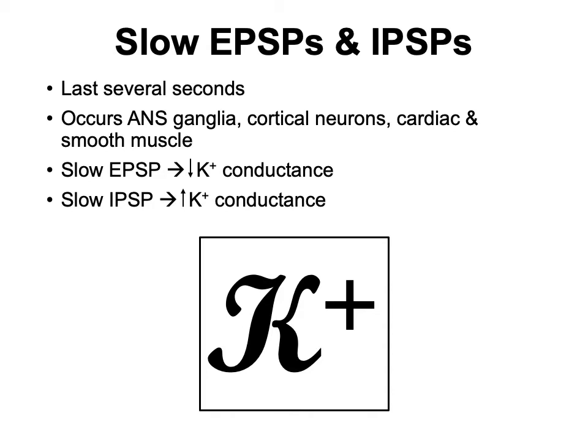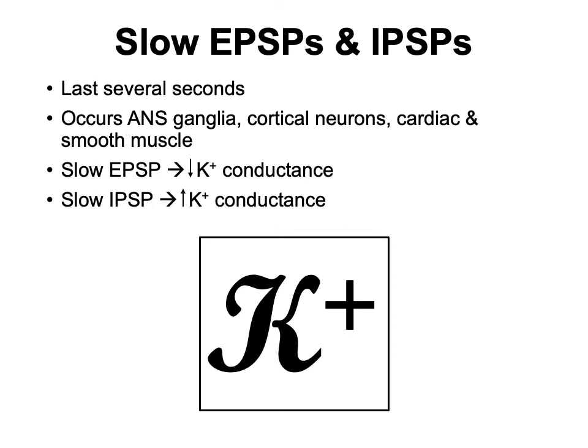On the previous two slides, I talked about fast EPSPs and fast IPSPs. And on this slide, I'm going to give a little bit of information about slow EPSPs and slow IPSPs. And as you can imagine by their name, they last several seconds. They're slow. They occur in the autonomic nervous system ganglia, the cortical neurons, and cardiac and smooth muscle.